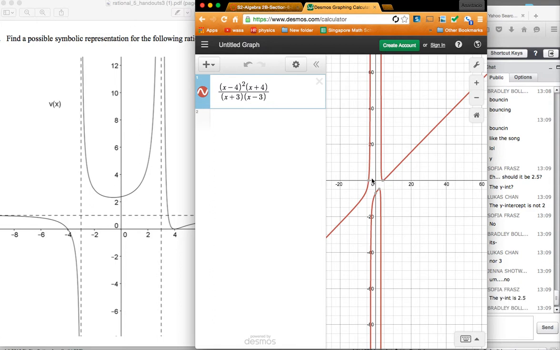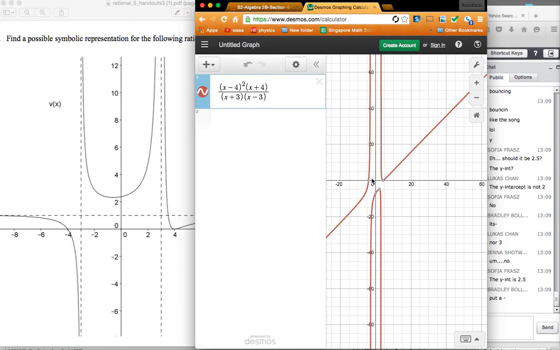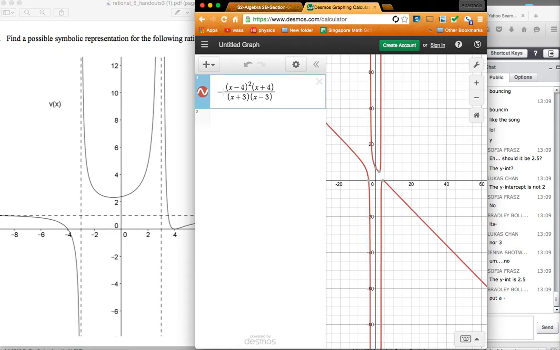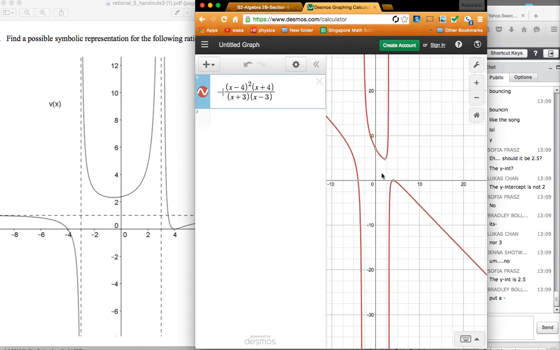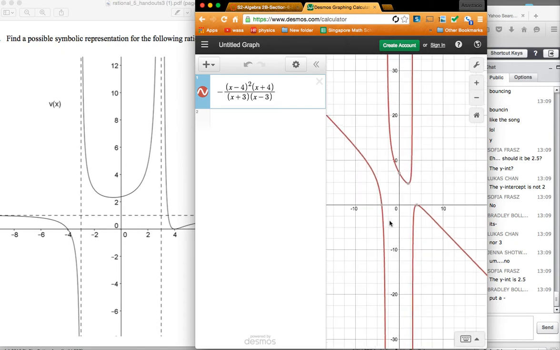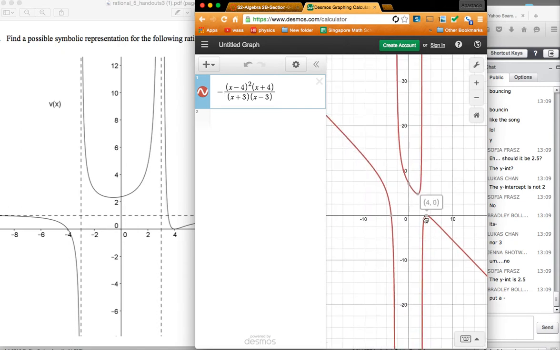No, we didn't get it right. Put a negative in front? All right, fine, I'll put a negative. That just takes the thing and flips it upside down. Okay, we've got that bouncing property that you guys wanted, right?